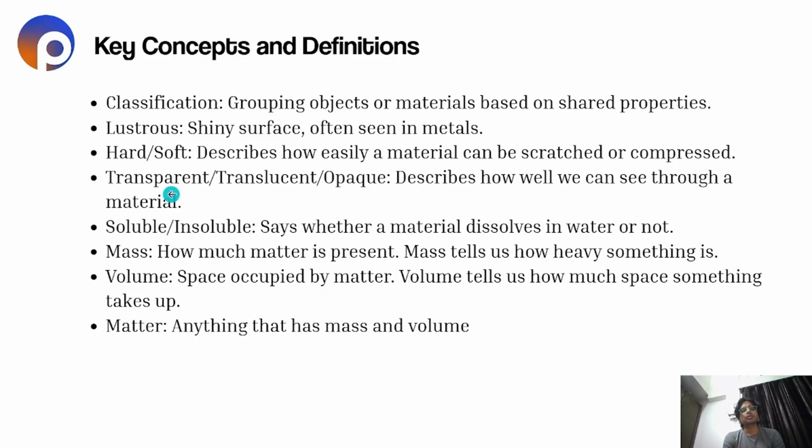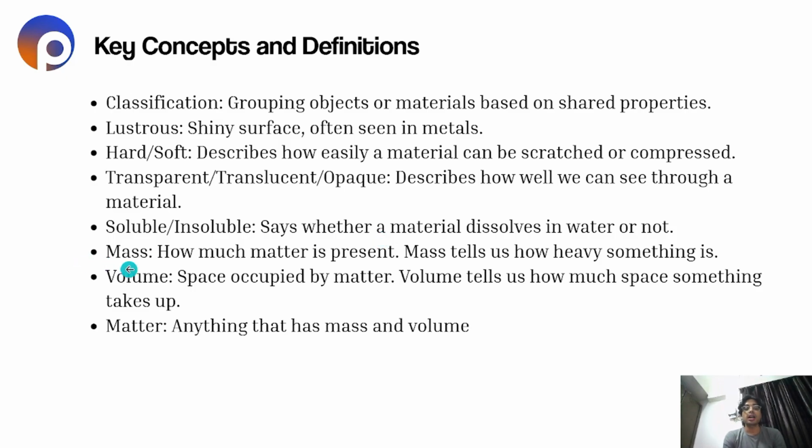Now, the next one is transparent, translucent, and opaque. It describes how well we can see through a material. We'll discuss it later. But for example, if there is a transparent sheet, that means we can see through it clearly. Now, the next one is soluble and insoluble. It says whether a material dissolves in water or not.